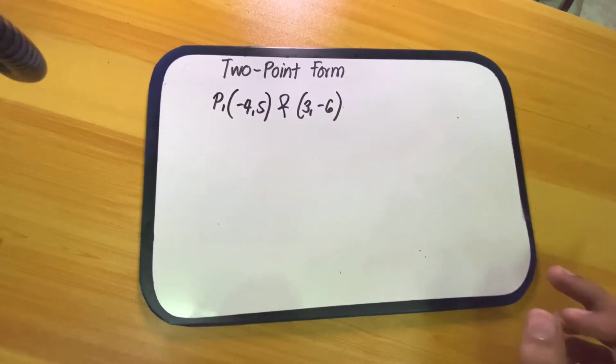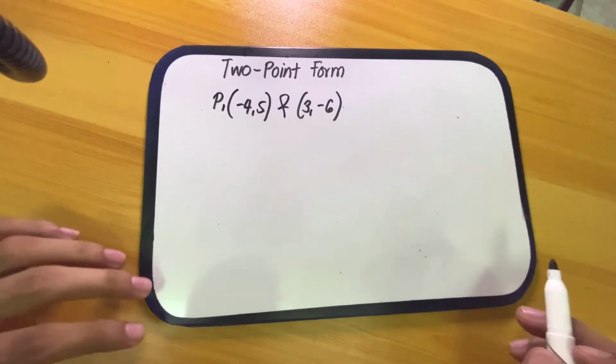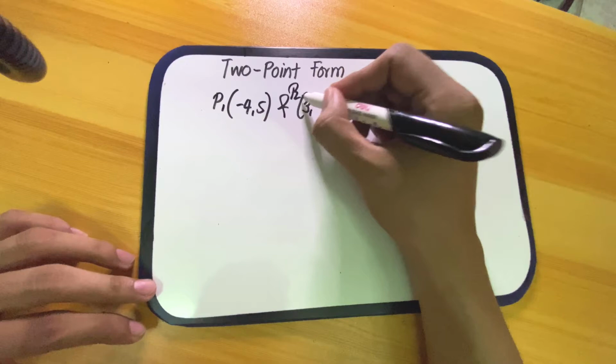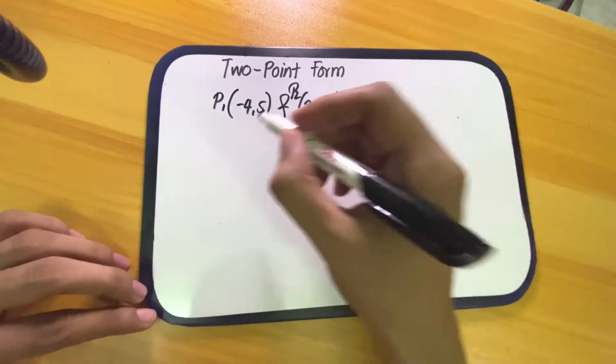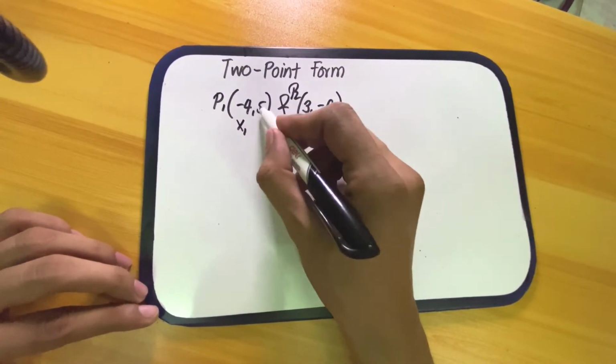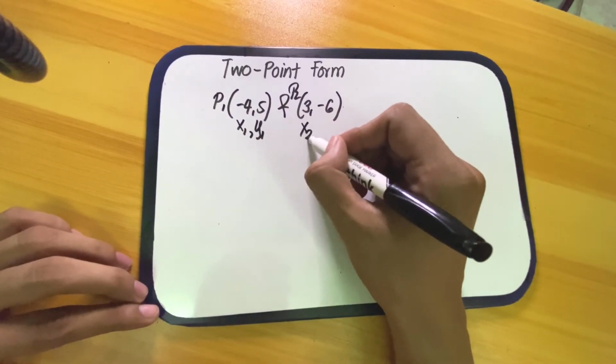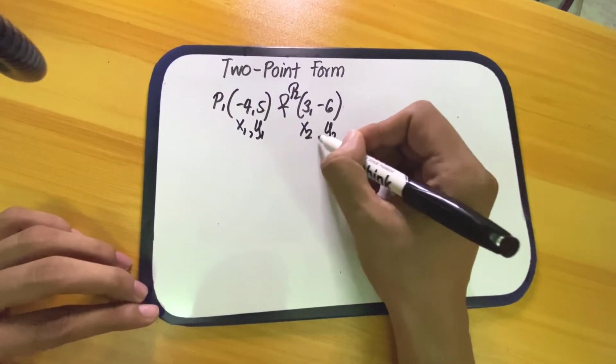Have this second example using the 2-point form. Your point 1 is negative 4, 5. Your point 2 is 3, negative 6. So again, label it this as x sub 1. Then this is y sub 1. This is x sub 2. And this is your y sub 2.